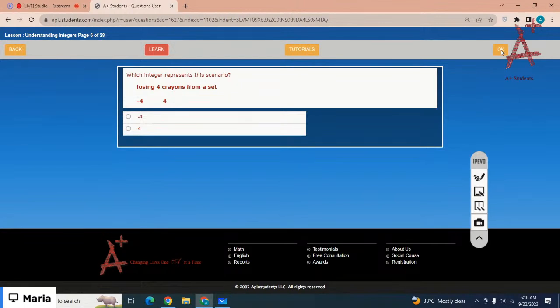Losing 4 crayons from a set. Which is the correct option? Losing 4 crayons, that is a loss, right? And losses are represented by a negative number, so it would be negative 4.